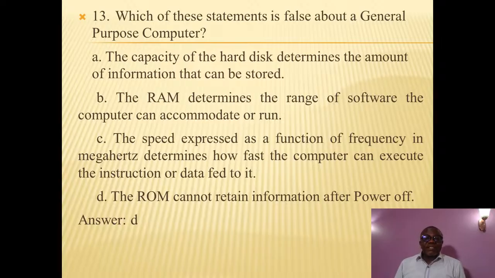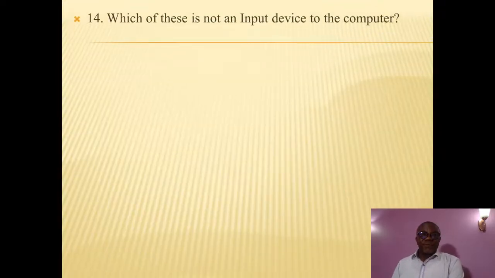We know that it is false, that on power off, the ROM continues to remain active, and that is why we say that it is not volatile. So if we continue, the answer is D. Now, which of these is not an input device to the computer?